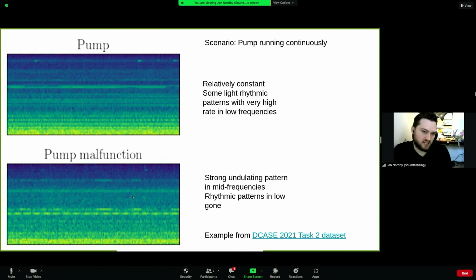In the malfunction case, what was a straight band has kind of split. Something has shifted a little bit up in frequency, on the y-axis. Some parts are now more energetic, a little bit lower frequency. And there's some sort of undulating pattern here, going up and down, up and down, up and down in frequency. These are different. This is something you would want to detect.